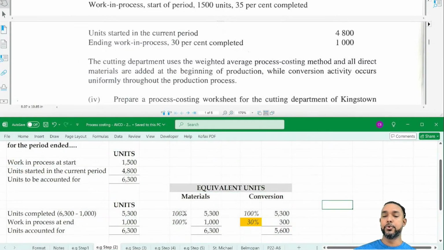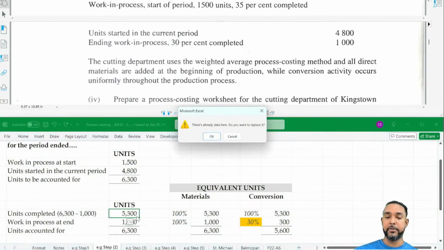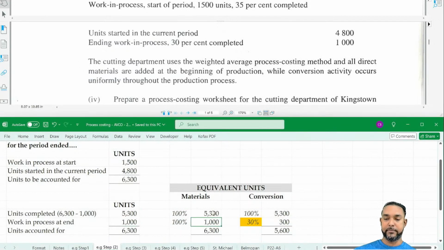Anyhow, so 100% of 5,300. You get 5,300 here and 5,300 here.